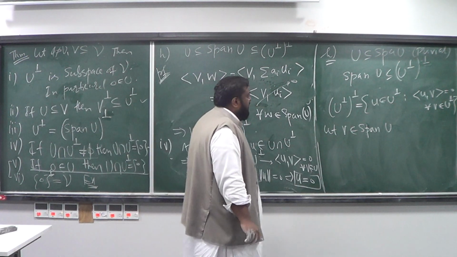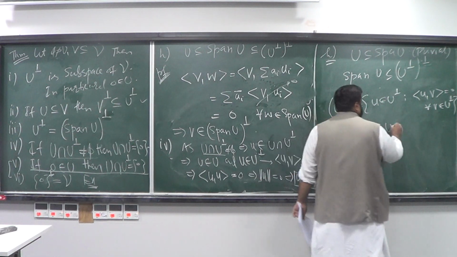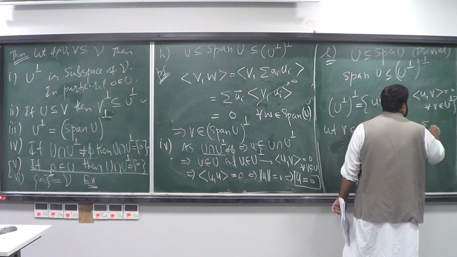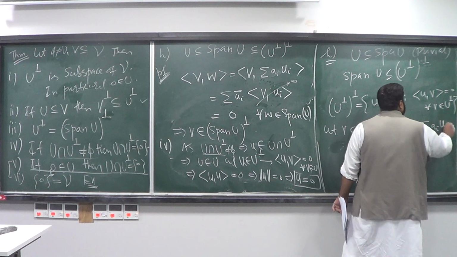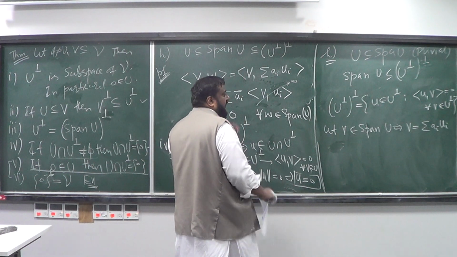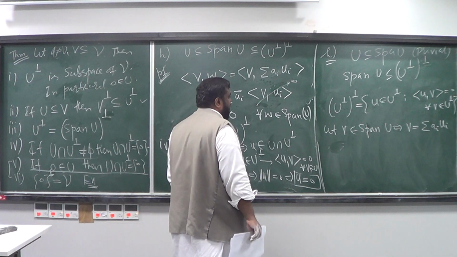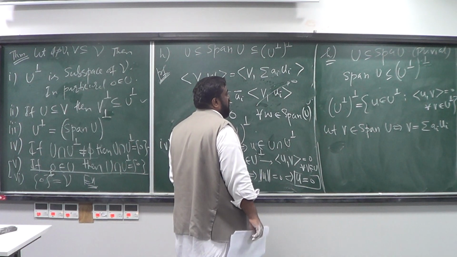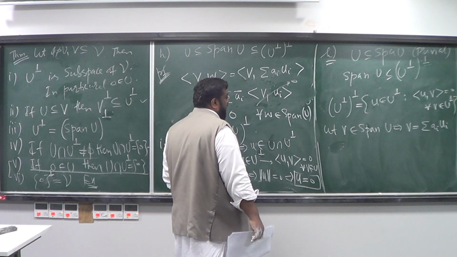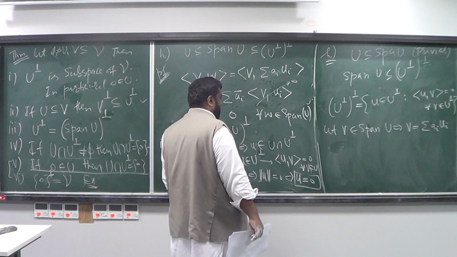Span of U. So this means that V must be a linear combination of the elements from U actually. Okay, so V would be the sum of a_i u_i. Now I need to show that this V is orthogonal to every single element in U perp actually.